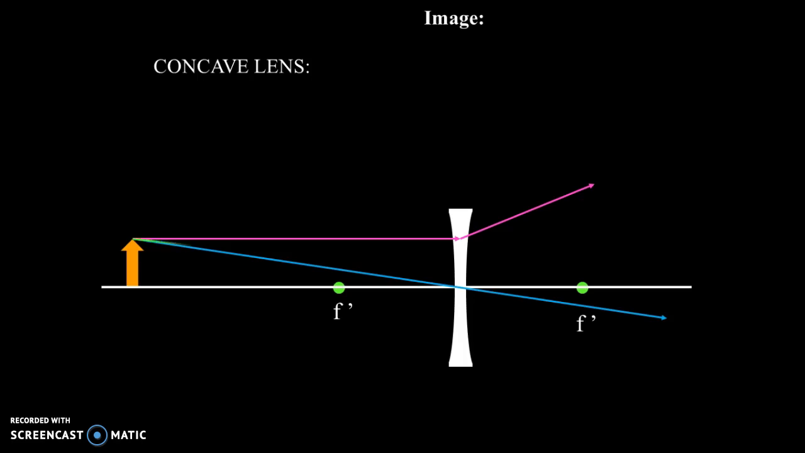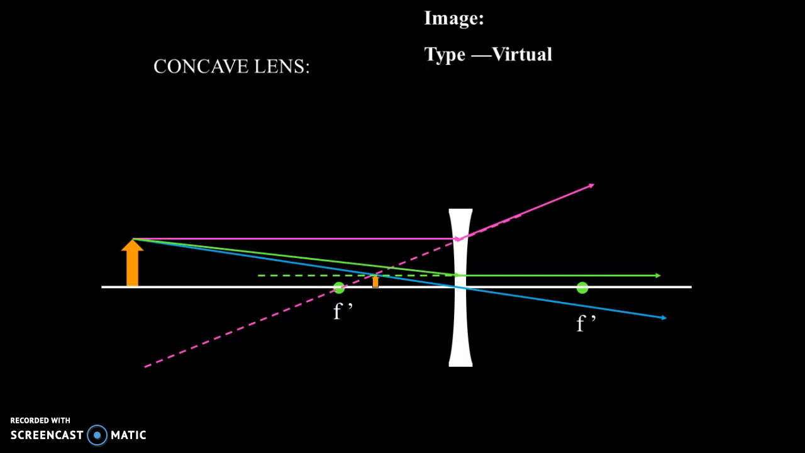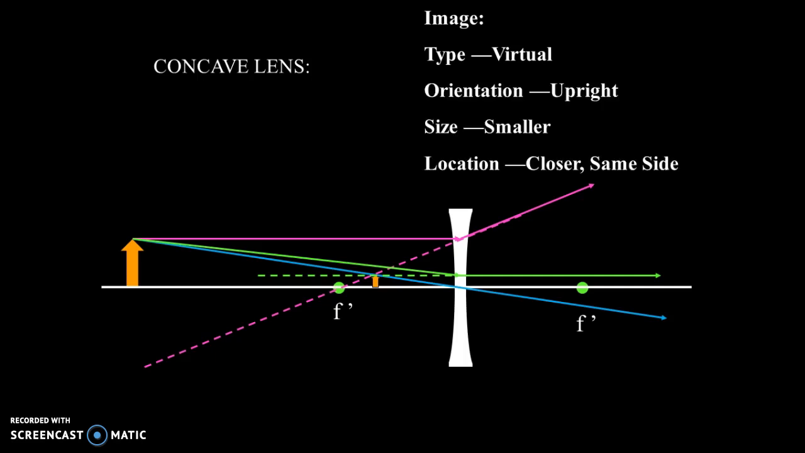Again, the next ray straight through the middle. We aim for the focal point on the opposite side this time, and it goes parallel. And again, because this is diverging, we have to do the part where we extend the ray backwards, and where they intersect, we get our image. You can tell again, it's on the same side, therefore virtual. It's still upright. This time it's smaller, but it's closer to our lens this time.